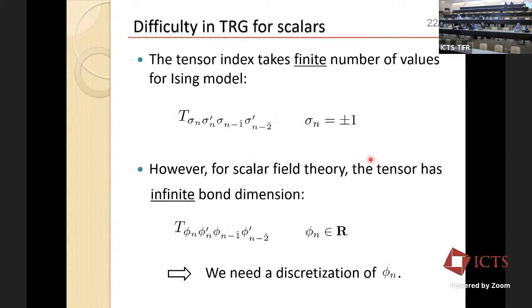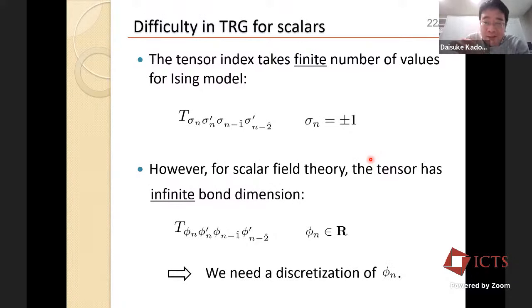And so, the tensor index takes a finite number of values for the Ising model. However, for scalar field theory, the tensor is an infinite dimensional tensor because the tensor index is a scalar field, which takes any real number. So we need to discretize the scalar field to define a finite dimensional tensor. Okay.